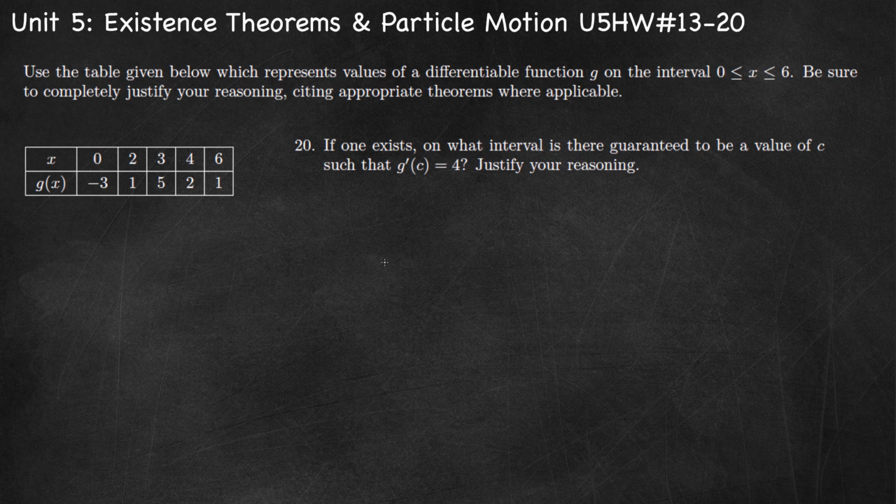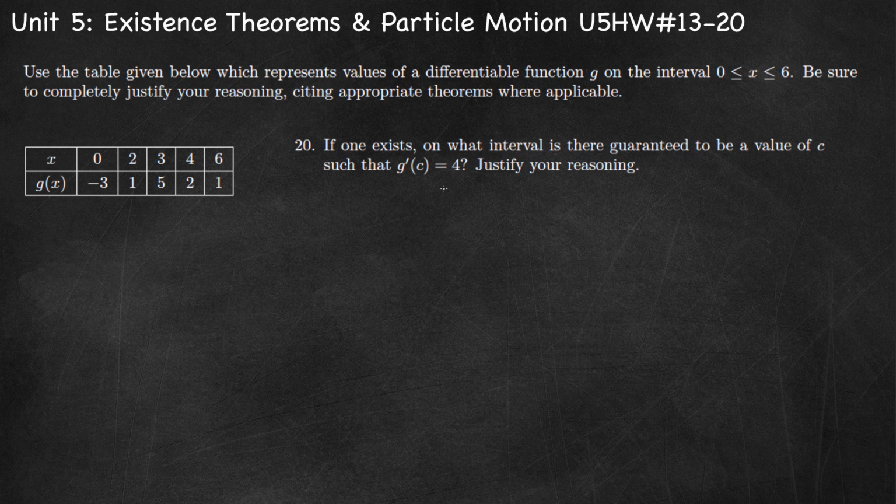And our final question, number 20: if one exists, on what interval is there guaranteed to be a value of c such that g prime of c equals 4? Now, it's a little easier when g prime of c equals 0. We just really need to find two places where the y-coordinate is the same and make sure it's continuous and differentiable. For g prime to equal 4, we have to do a little more work. So this sounds like the mean value theorem, which is the more general case of Rolle's theorem.